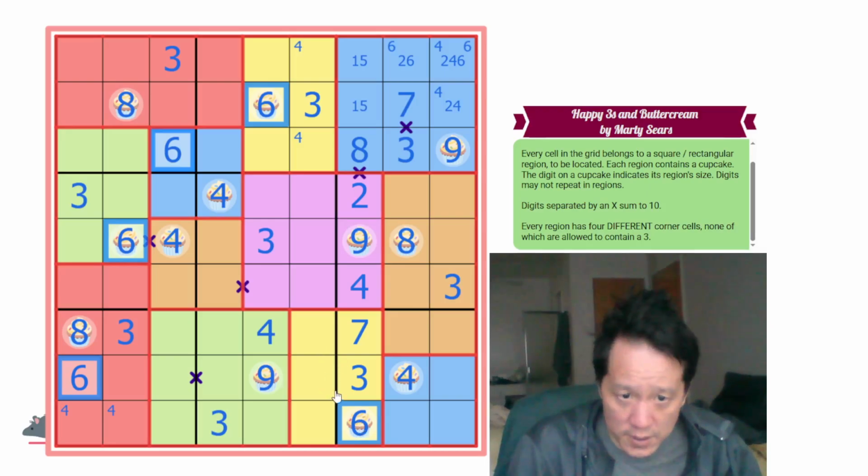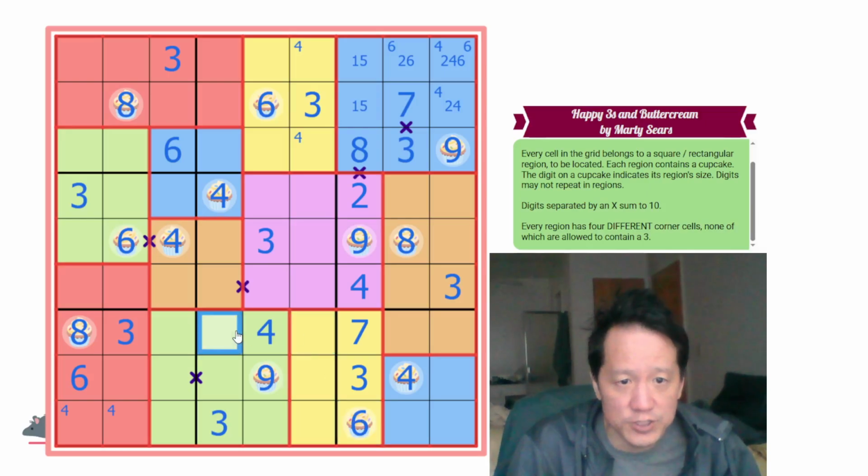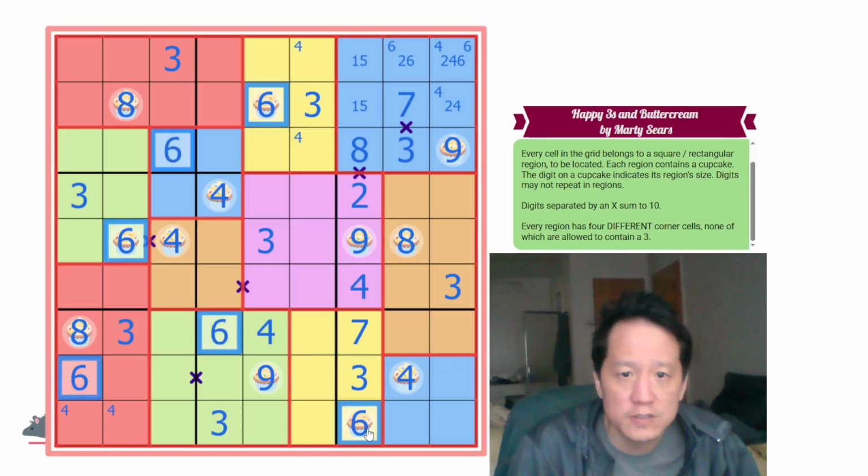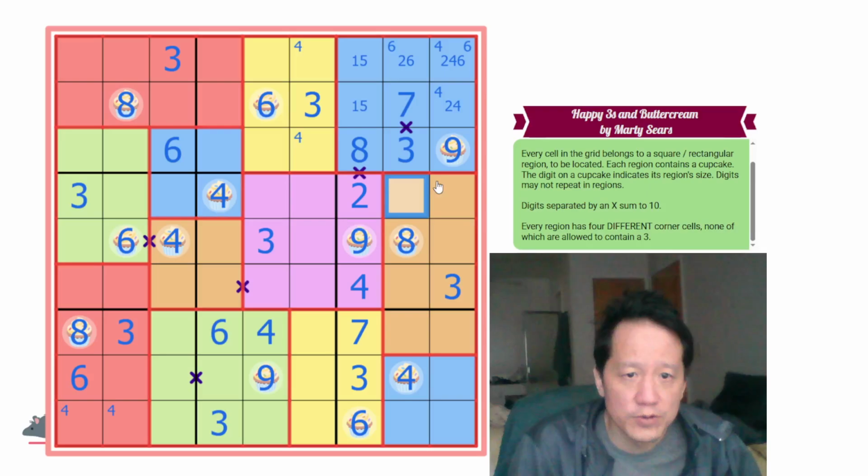The 6 in box 8 cannot be here because we already have a 6 in that region, so it must be here. So this is a 6. And we don't know about this. Okay. We know one of these two is a 6.